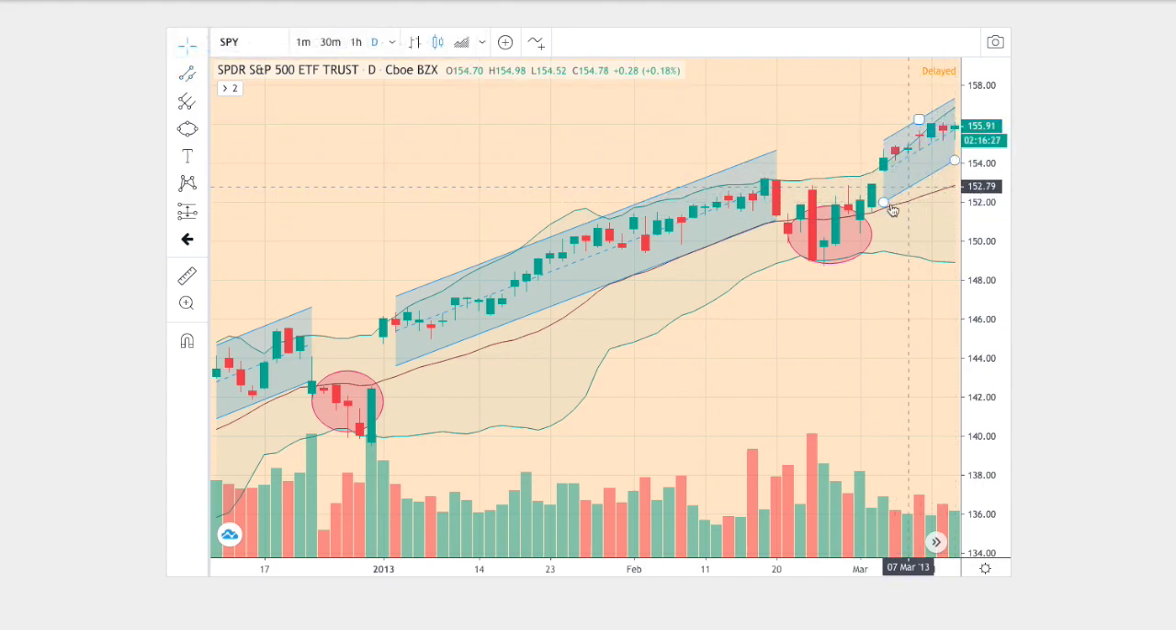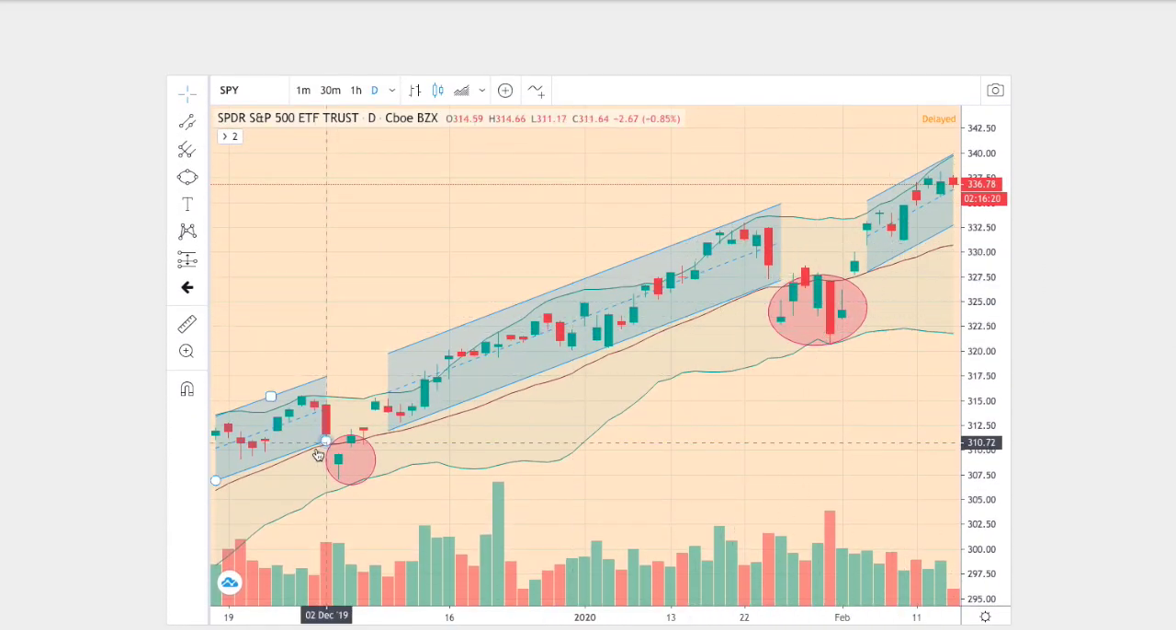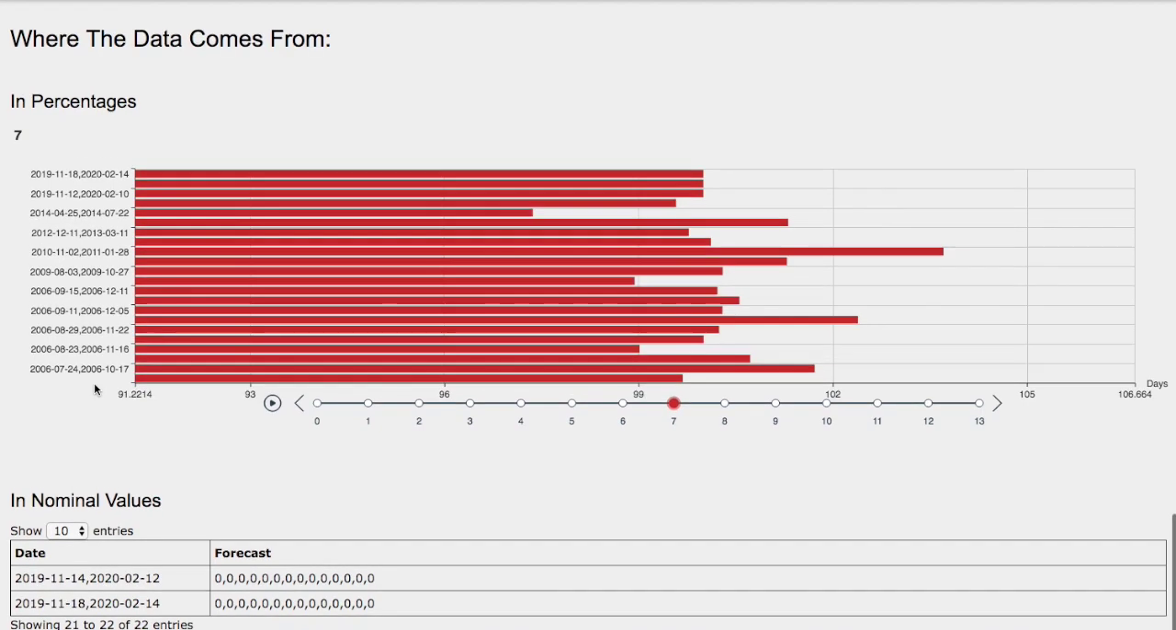So what we have is 1, 2, 3, 4, 5 points. We also have 1, 2, 3, 4, 5 points. So there's reason to believe that the trends and patterns are the same. The outcome and forecast should be fairly the same.